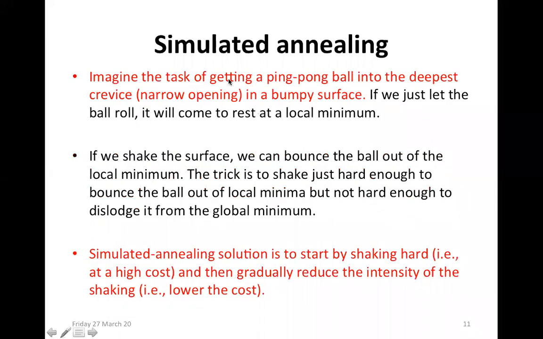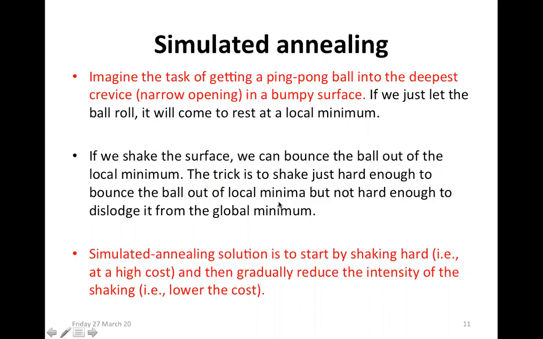This point is saying what I just explained on that small whiteboard. And what is that story? We have to read it so that we can justify what we have said; it is already on the slides. If we shake the surface or the state space, we can bounce the ball out of the local minimum. That is the same local minimum where I said that you have to shake it hard so that it can come out. The trick is that we have to shake just hard enough to bounce the ball out of the local minima.